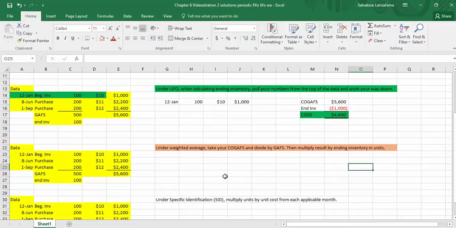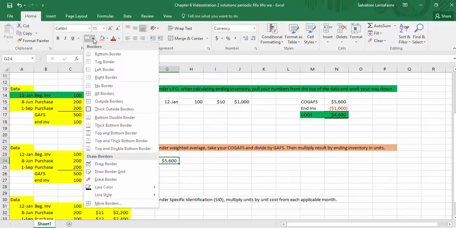Okay, so now it's time to do weighted average. Weighted average, as you can see from my instructions, under weighted average, take your cost of goods available for sale, which is the 5,600, and divide it by the goods available for sale. This will give you like an average unit cost. And then you're going to multiply your result by the ending inventory in units. So we don't care about dates for this one. We're simply going to take the 5,600 and you're going to divide it by the 500. So let me try to make a little fraction here.